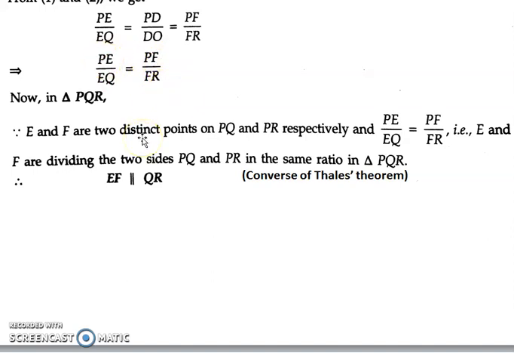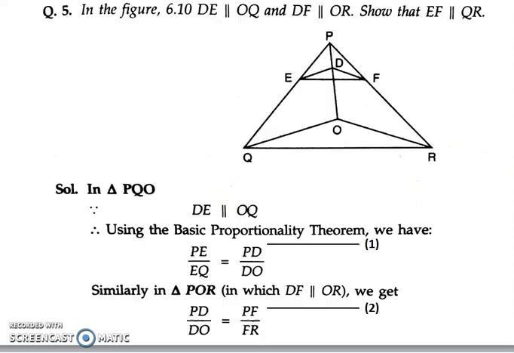So by the converse of BPT, I can say that EF must be parallel to QR. If these two ratios are equal, then the lines must be parallel. This is the converse of BPT. Coming back to the figure, I have proved that this ratio PE by EQ is equal to PF by FR. This ratio has been proved equal from 1 and 2. Therefore, I can say EF is parallel to QR by the converse of BPT.